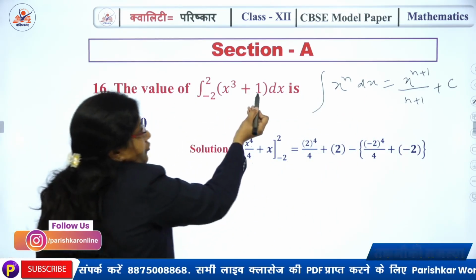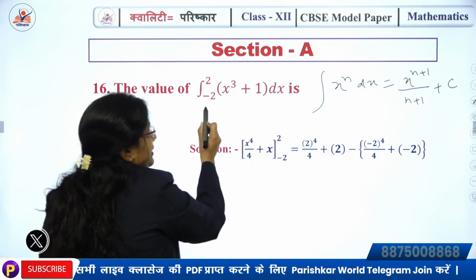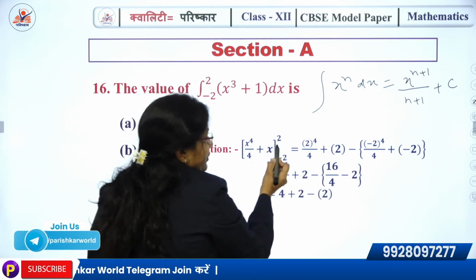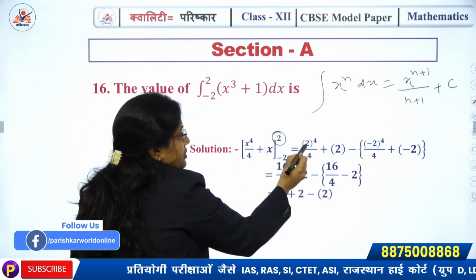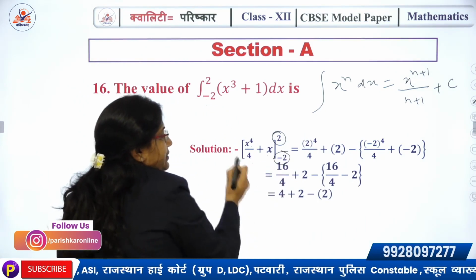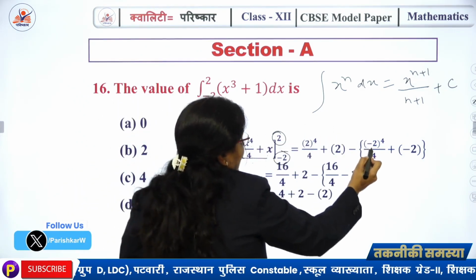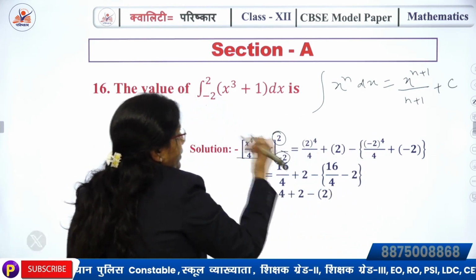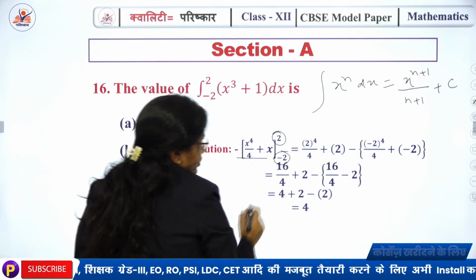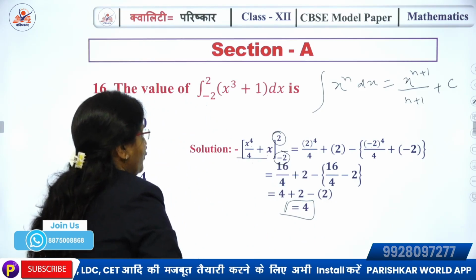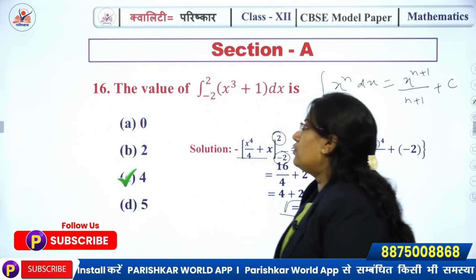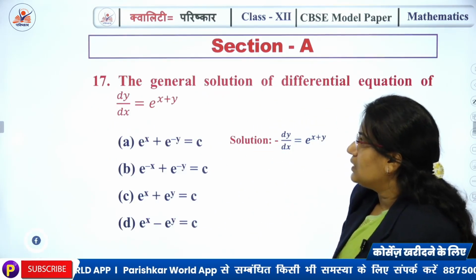And the integration of 1 is x, between the limits minus 2 to 2. After calculating this, put the value of the upper limit in this integration: 2 raised to the power 4 upon 4 plus 2, minus putting the lower limit: (minus 2) raised to the power 4 upon 4 plus (minus 2). Calculating, we have the value 4 for this integration, and 4 is in option C. That means option C is the correct answer for this 16th question. Let's come to the next question.